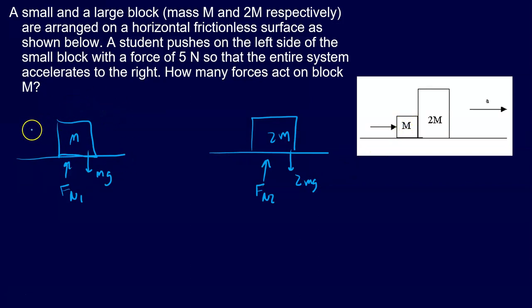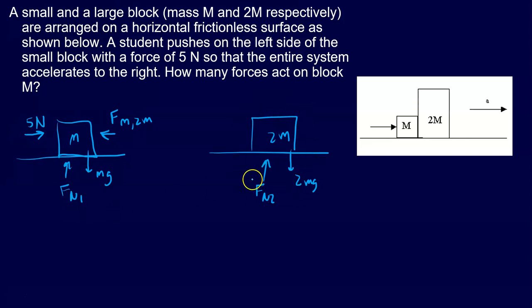Now let's look at this guy. So we know from the problem there's that force of 5 newtons. But this block is going to feel a force from that guy over there. And by the convention we have, this would be the force acting on M from 2M. That's what I'll call that force. And so the question asked us how many forces are acting on block M. So you look here, 1, 2, 3, there's 4 forces.